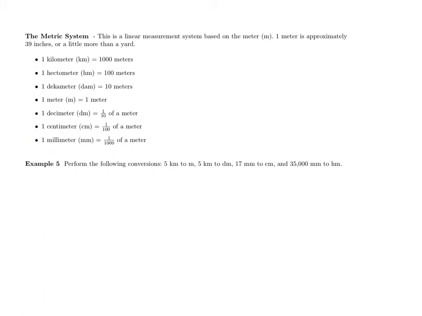Let's try this out in example 5. We're going to perform the following conversions, and I'll start with this one here. I'll first use dimensional analysis, so let's try it out. So we have 5 kilometers, and we want to end up with meters. Using dimensional analysis, you want to multiply by a unit fraction. The denominator should be kilometers because we want kilometers to cancel, and the numerator should be meters because that's what we want left over. I look up here and I see that, oh, okay, well, for every 1 kilometer, there's 1,000 meters. Therefore, I'll put 1,000 on the top, 1 on the bottom.